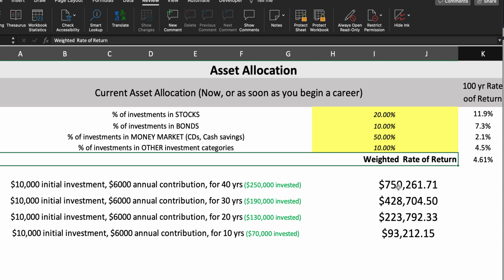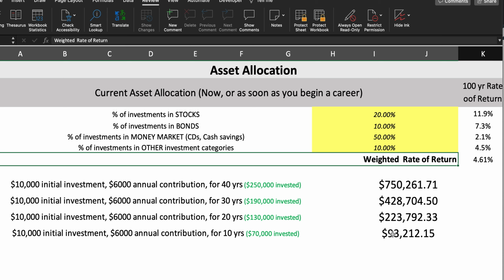Coming down here, I said, if you had $10,000 of initial investment and then contributed $6,000 annually for 40 years, so you would have put in $250,000, at 4.61% it's going to total 750,000. You can see for 30 years, your 190,000 invested is going to equal 428,000. Your 70,000 for 10 years is going to equal 93,000.